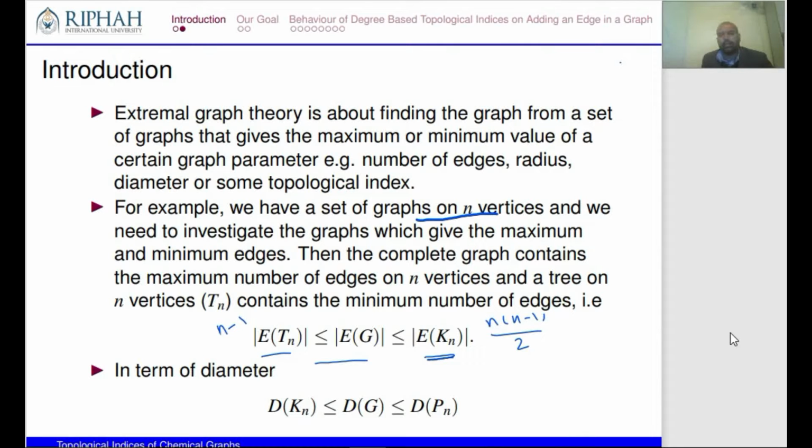Here we have another example, about the diameter. The path graph has the maximum diameter, and the complete graph has the minimum diameter, because in the complete graph the maximum distance between two vertices is 1, while in the path graph the maximum distance between two vertices, the last and the first vertex, is n minus 1. So the diameter here could be n minus 1 and here it is 1. All other graphs have diameter between 1 and n minus 1. This is a very simple introduction to extremal graph theory: finding the extremal values, the maximum and minimum, and the corresponding graphs which attain them.